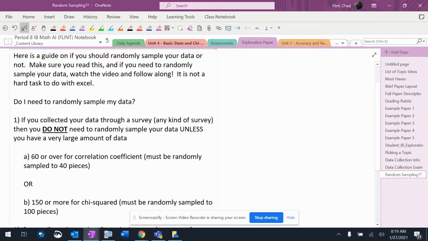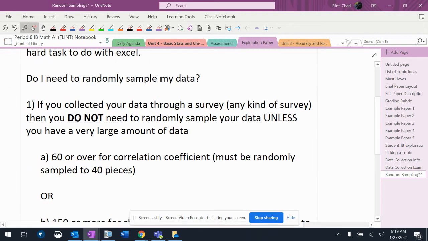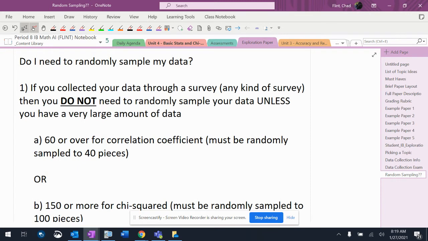So if you're collecting your data from a survey, okay, then you don't need to randomly sample your data unless you have a lot of data. Remember, you're supposed to have 40 pieces of data for correlation coefficient. If you have more than that, that's okay unless you get a very large amount. So if you had 60 or over, you would want to randomly sample it. Okay, so if you got your data from a survey and you have under 60 pieces of data for your correlation coefficient, no random sampling.